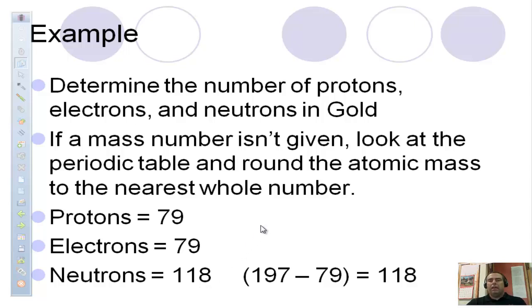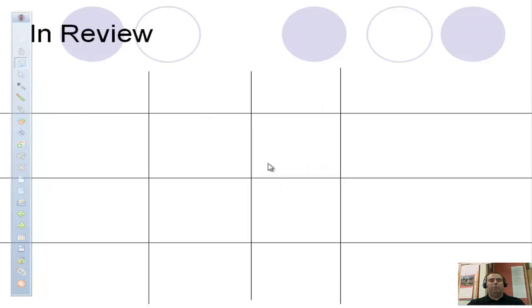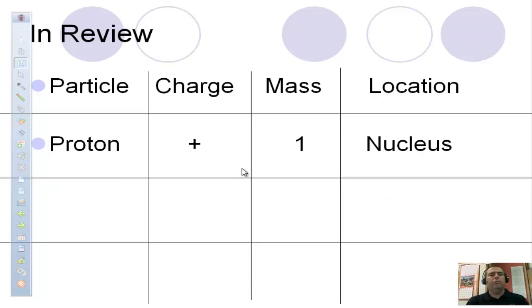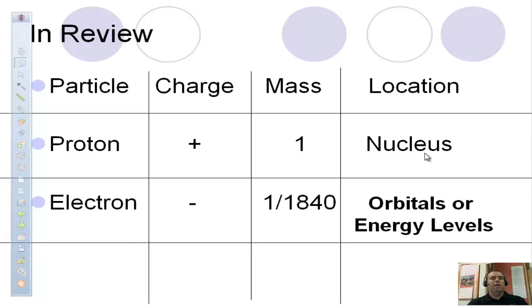So again, if a mass number is given, use it. If a mass number isn't given, look at the decimal number on the periodic table, round it to the nearest whole number, and use that as your mass number. So a little bit in review. Particles, charge, mass, and location. The first one is going to be a proton. Protons are positively charged, and because they are large in size, we're going to say that they have a mass of 1, located in the nucleus of an atom.